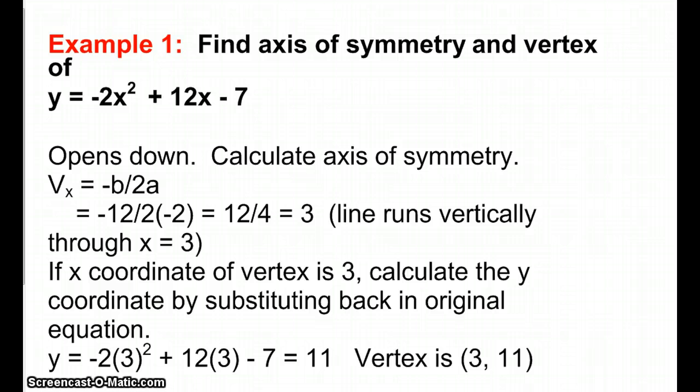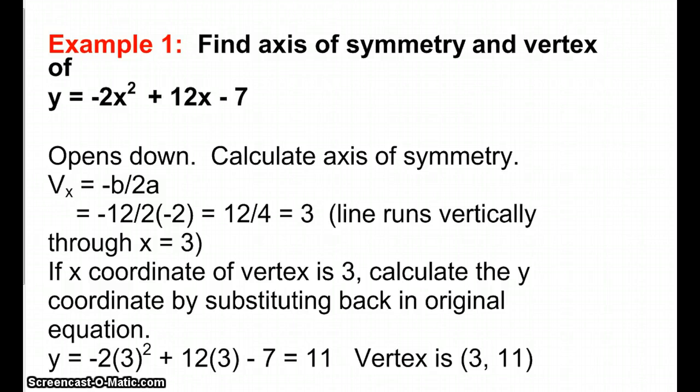This is the axis of symmetry. This is the line that runs vertically through the middle of the parabola, dividing it in half. So x equals 3. You can drop a dashed line down the middle of your coordinate plane. But because we only know the x-coordinate of the vertex, we now have to calculate the y-coordinate of the vertex to know exactly where the point is. You're going to substitute it back into the original equation.